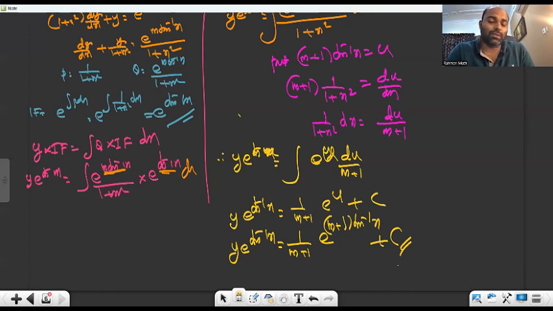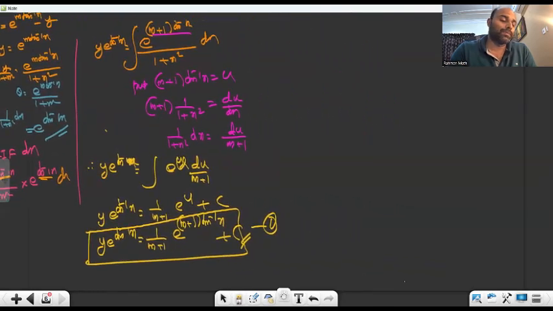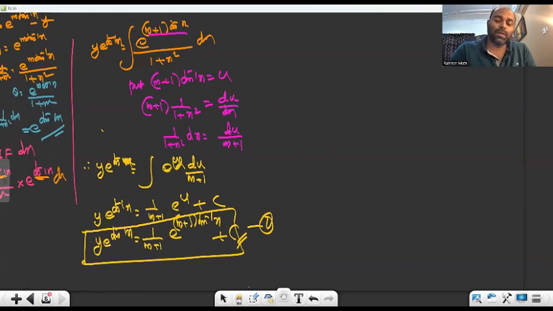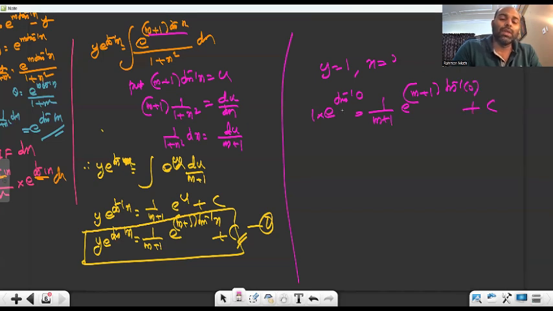Sorry, they asked for the particular solution. Substitute the value: y equal to 1, x equal to 0. 1 into e raised to tan inverse 0 equals 1 by (m plus 1) into e raised to (m plus 1) into tan inverse 0, plus c. Tan inverse 0 is 0. So e raised to 0 is what? 1.